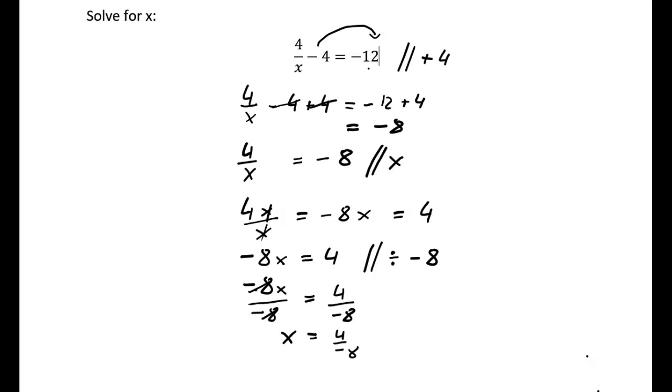4 over negative 8. And of course we can write this a little bit nicer. We can break that down, factorize it. So for 4 we would write 2 times 2. And for negative 8 we would write negative 1 times 2 times 2 times 2. And we see these 2 cancel out, and we've got as a result negative 1 over 2.